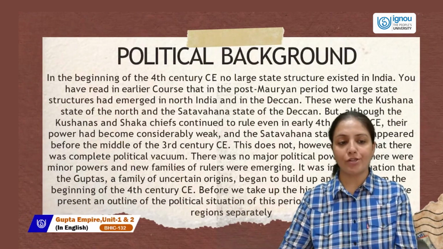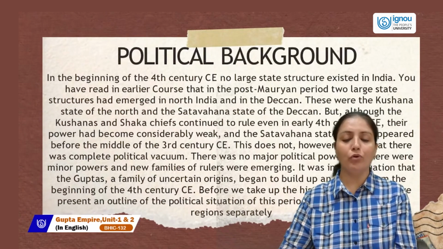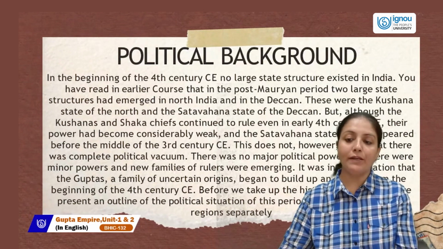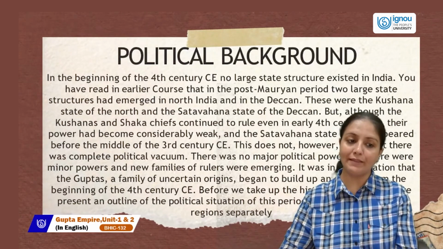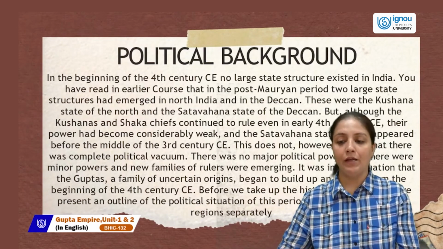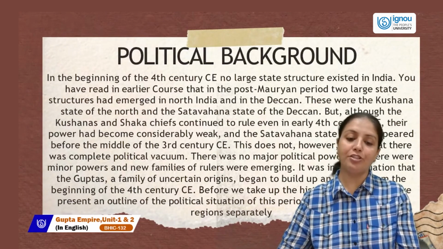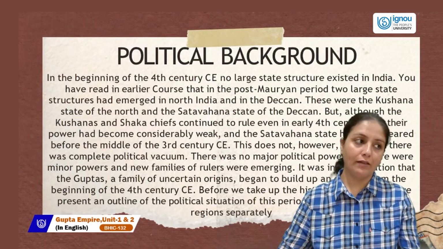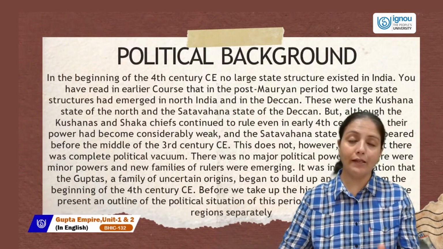It was in this situation that the Guptas, a family of uncertain origin, began to build up an empire from the beginning of the 4th century CE. Before we take up the history of this empire, we present an outline of the political situation of this period by taking up different regions separately. How the Guptas began their empire.